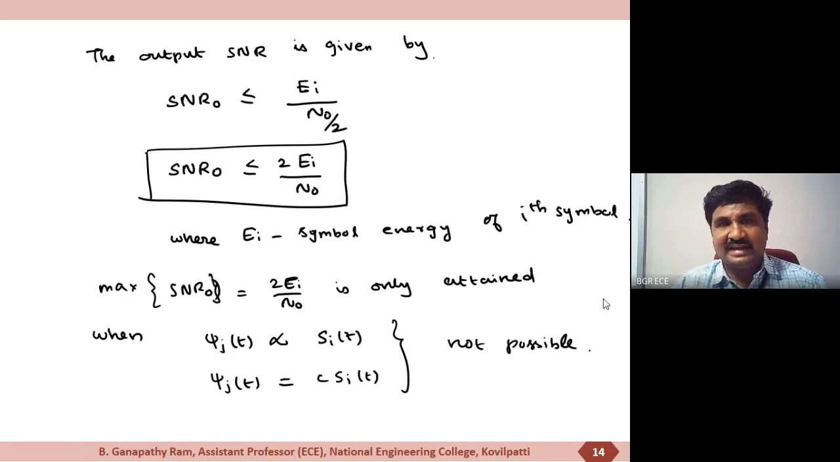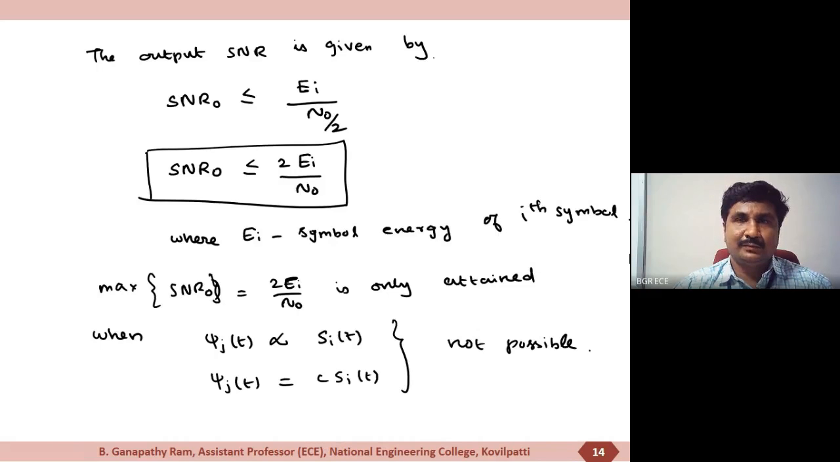because any ith symbol is an algebraic sum of n number of orthonormal basis functions, which are independent of each other, and each orthonormal basis function is orthogonal to the others. Hence, this condition cannot be achieved with the help of a correlator type receive filter, so the maximum SNR cannot be attained while using the correlator type receive filter in the presence of an additive white Gaussian noise channel.